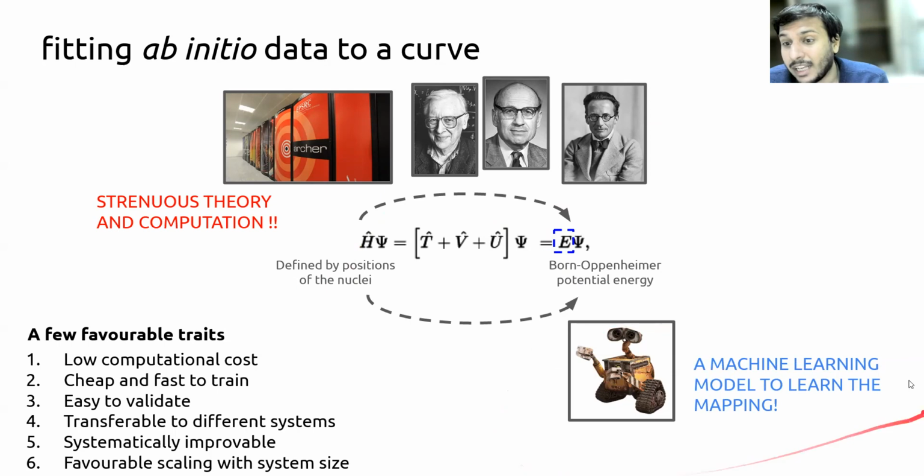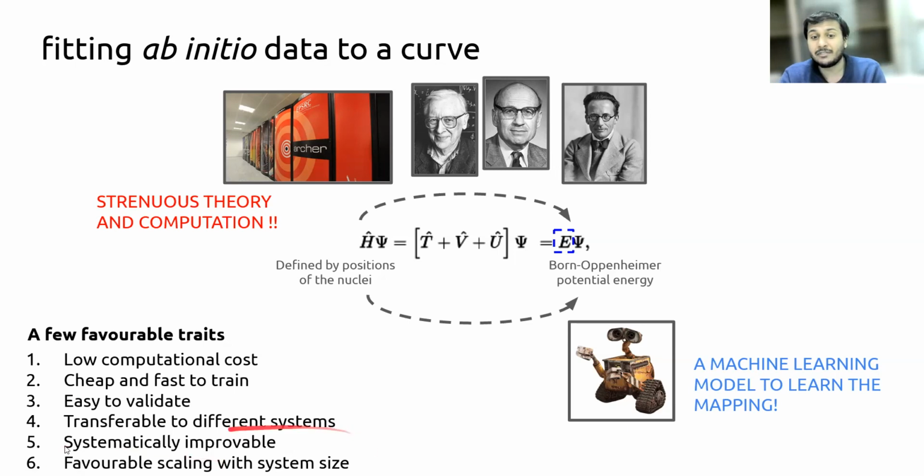Now, why is this approach going to be helpful? Well, because it would have a much lower computational cost than directly solving the Schrodinger equation. Secondly, at least what we would like to have from this model is that it would be cheap and fast to train as well. You would like to have a framework which is easy to validate. As you will see later, these models will be transferable to some extent, depending again on a bit of craftwork. Importantly, they should be systematically improvable. The more data you add, the better this model should become, at least in principle.